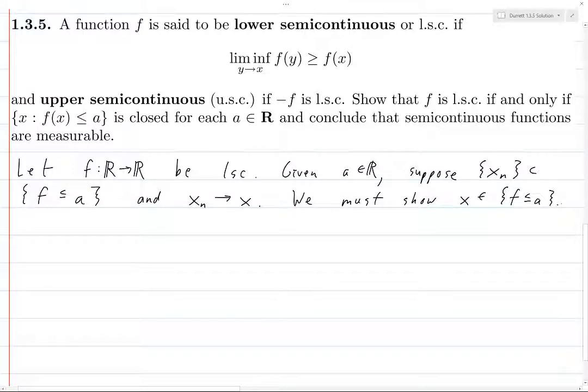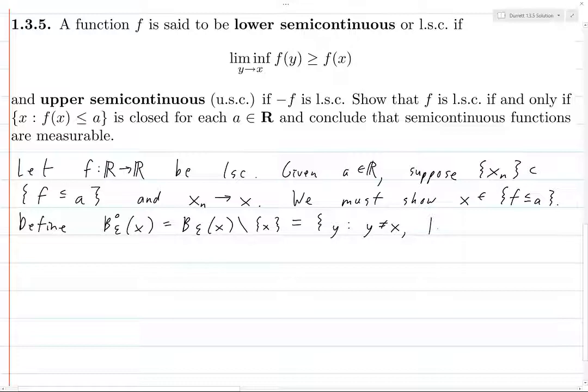Alright, so how are we going to do this? First, and this is something that's going to be useful throughout this problem, we're going to define B_epsilon^0(x) as basically the open ball of radius epsilon centered at x. So this is the set of all points y such that y is not equal to x, and the distance between y and x is less than epsilon.